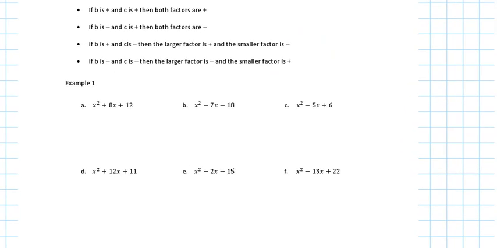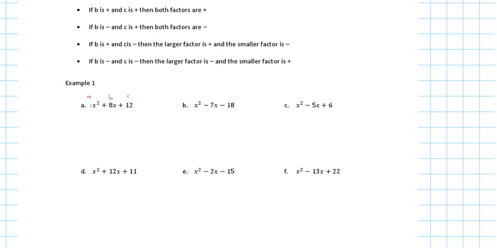So let's look at this. I have x squared plus 8x plus 12. Trinomial? Yes. So that means I have to think about sum and product. Right? Because it's a trinomial, I have to think about sum and product. What's my a value? A is 1, B is 8, and C is 12.